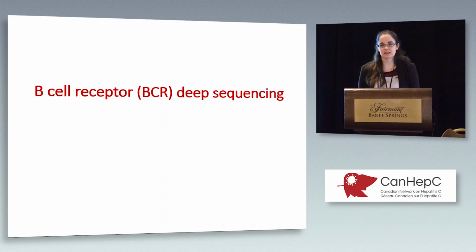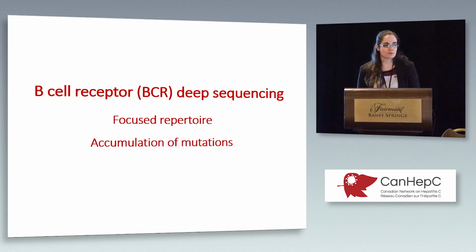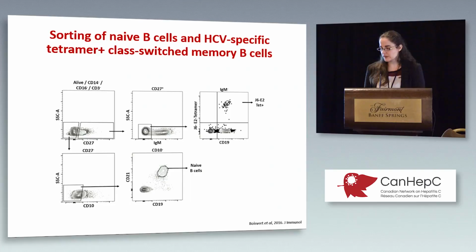So we sequenced the B cell receptor from those cells, and we were looking for a focused repertoire, suggesting that some cells were really selected, and accumulation of mutation, which happens in the maturation of the B cell response. So we sorted HCV-specific memory B cells and also naive B cells as a control.